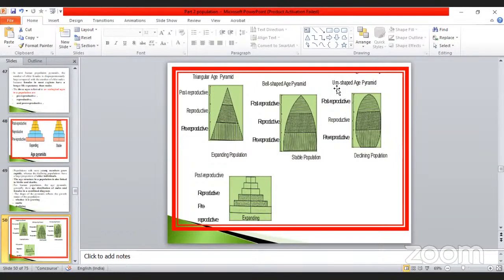And urn-shaped age pyramid. These are the three age pyramid structures given for each one. See that, expanding population. What happened here? They expand the population here. Okay, this one only, expandable. Stable population, already we saw it. Stable means there is no growth. But this is a declining population. Decline means what does that mean? It will be very less.